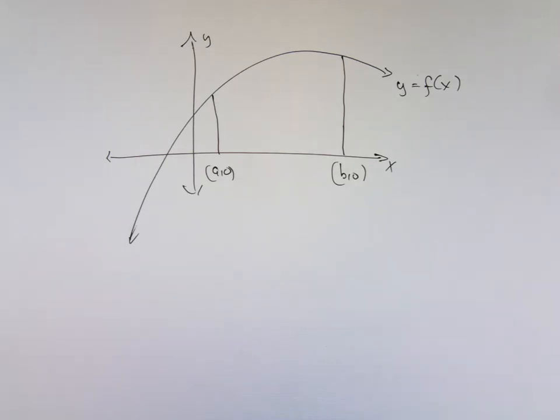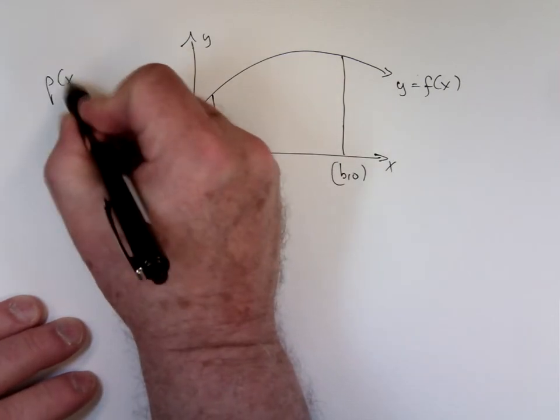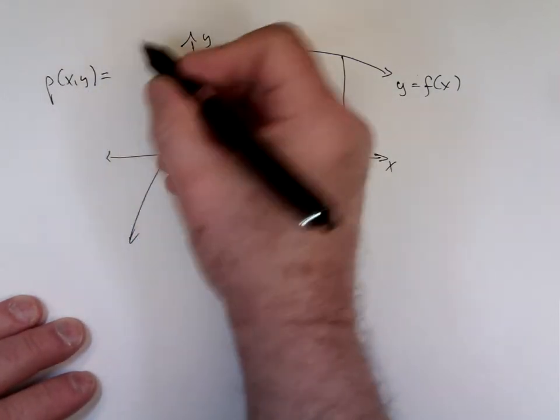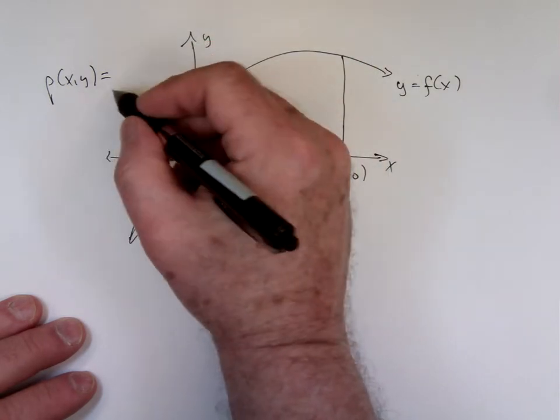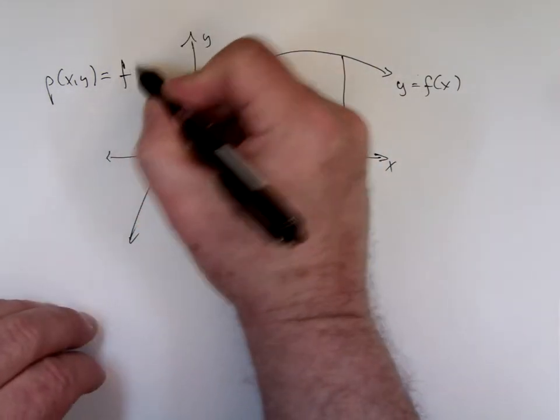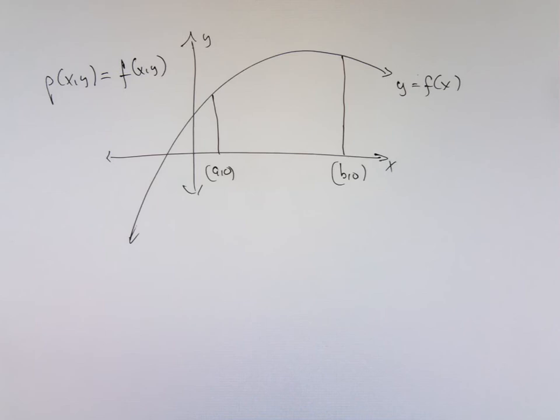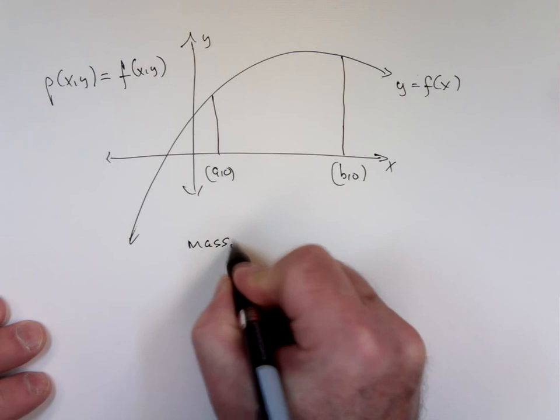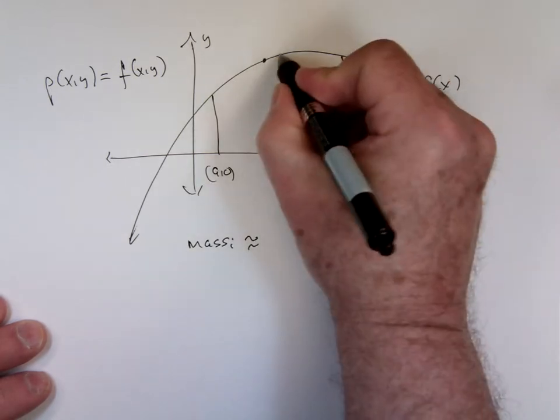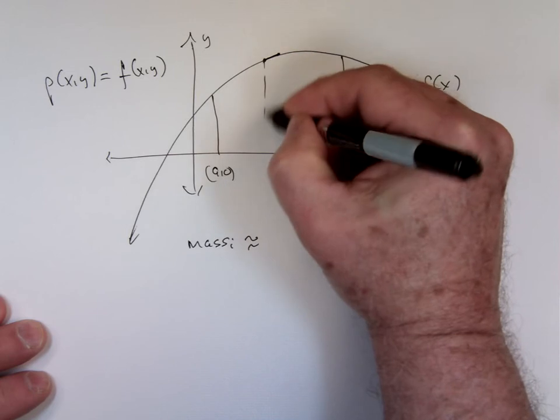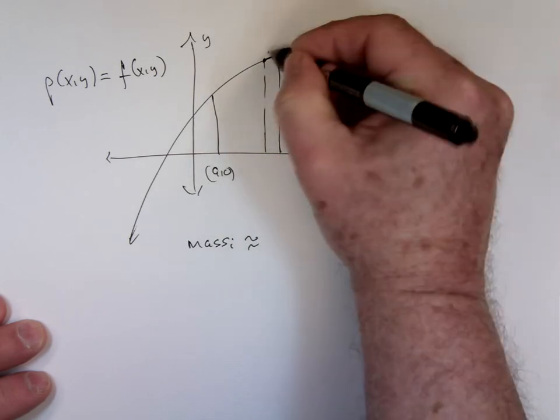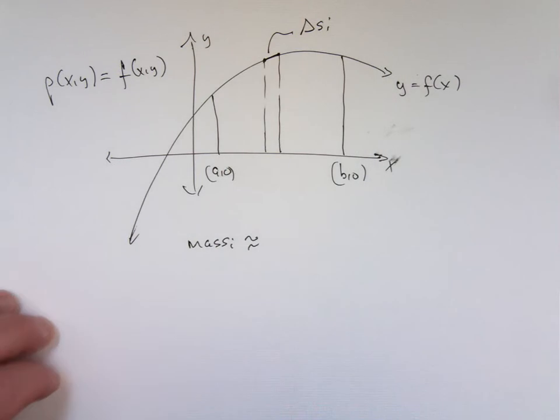But we did not do anything where the density function is not a constant, where it's varying. Let's suppose the density function is some function of x and y, and we still want to find the mass of this wire. Well, we could take a piece of this over an interval, over a piece of the arc length.